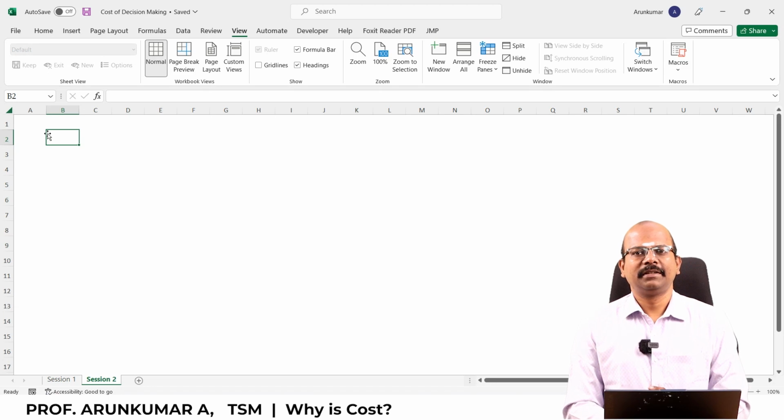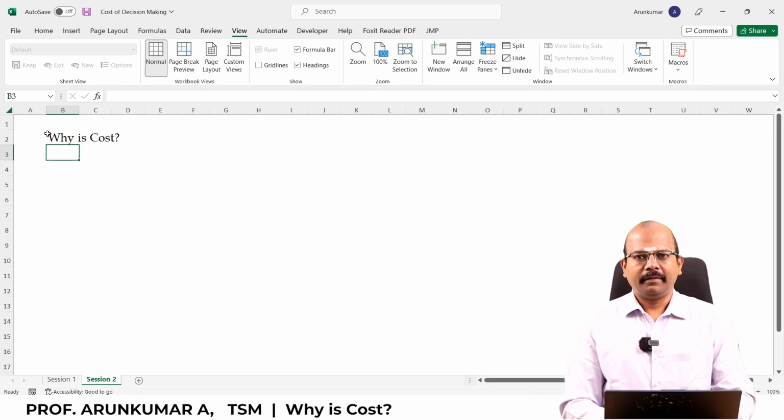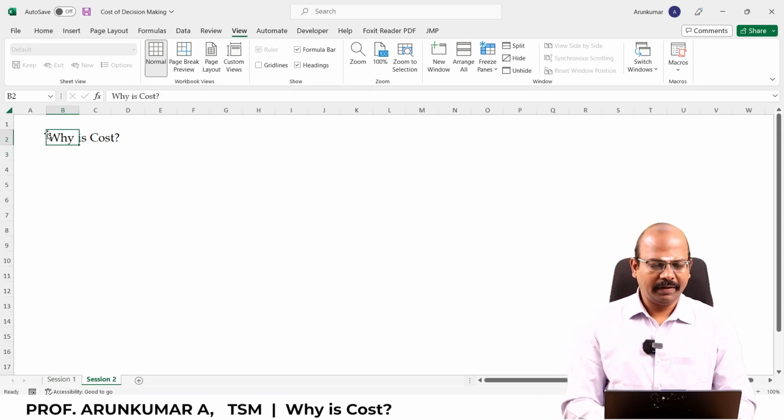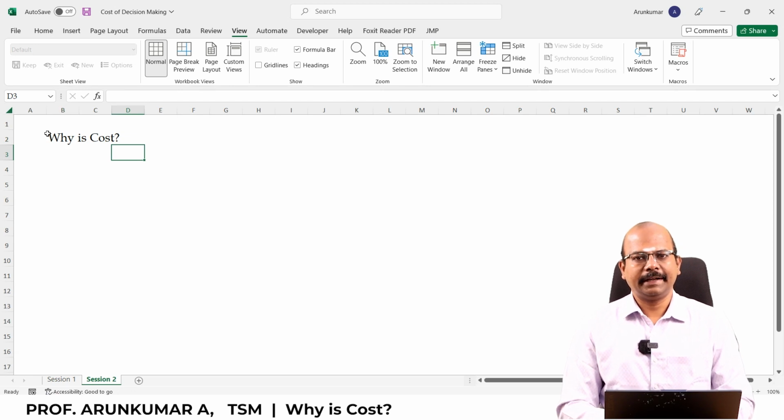Welcome back, students. In our previous session, we have seen what is a cost and what are the cost elements for a product or a service. In that session itself, we said that we are going to see why is cost. Because without knowing why cost is that important, learning more about costing is not useful. So now we will see why is cost. Why is cost means why all the organizations are interested in understanding the cost.